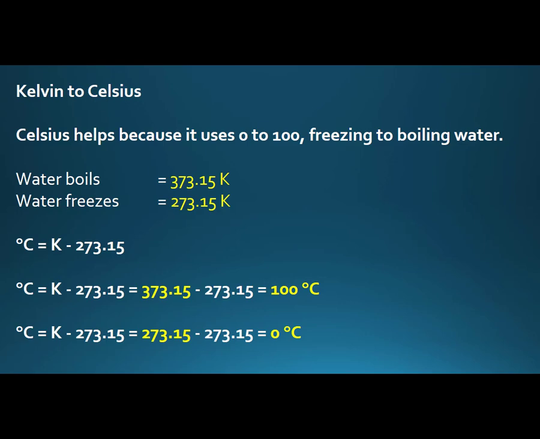So if we have 373.15 as our water boiling, then minus 273.15 makes 100 degrees Celsius. And if we have water freezing, it's 273.15 minus 273.15, which makes 0 degrees Celsius. It's subtracting from itself. Again, it's a lot easier to remember 0 and 100 than it is to remember 273.15 and 373.15 as water freezing and water boiling. So the uses are Kelvin, to avoid negative numbers, and Celsius, to make it a little more manageable with numbers like 0 and 100.